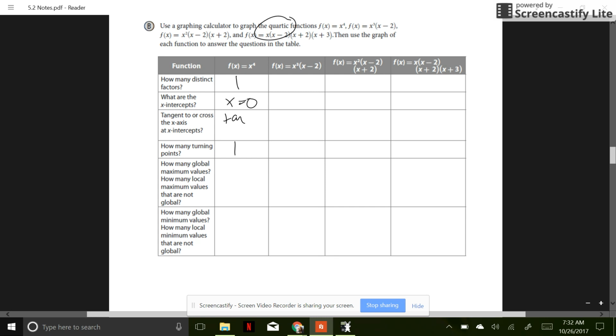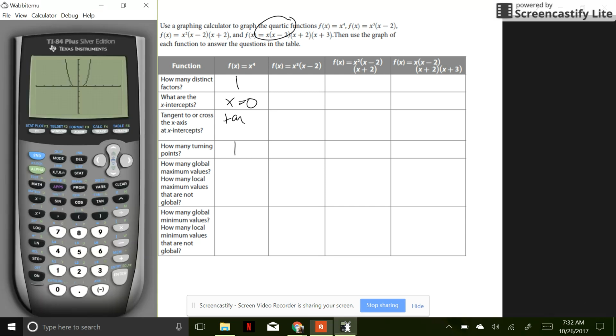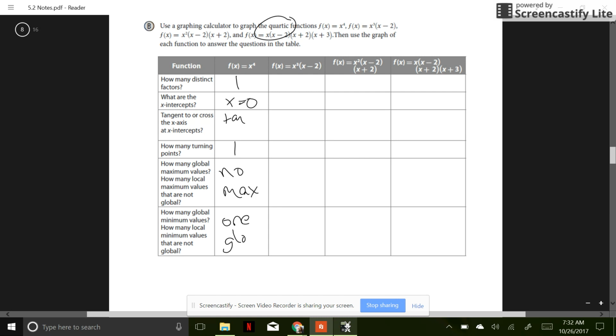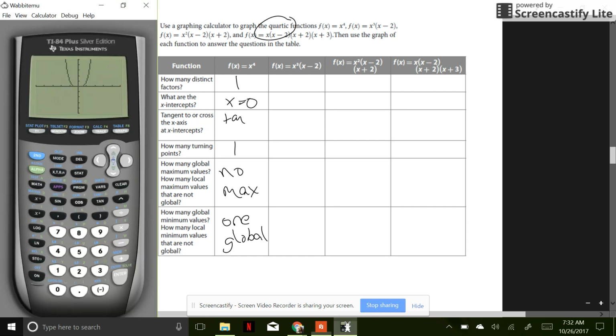So now we're looking at global or local maxes or mins. So we're looking for hills or valleys. This one doesn't have any maximums. We don't have any hills, but we do have 1 valley, 1 minimum. Since it is the lowest value our function ever hits, it is a global minimum. So no max, but 1 global minimum. So that's our x to the 4th graph.